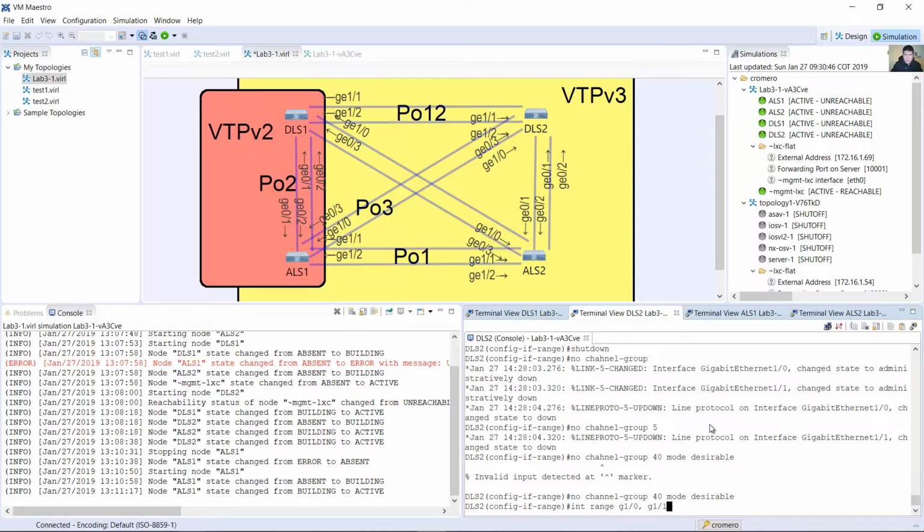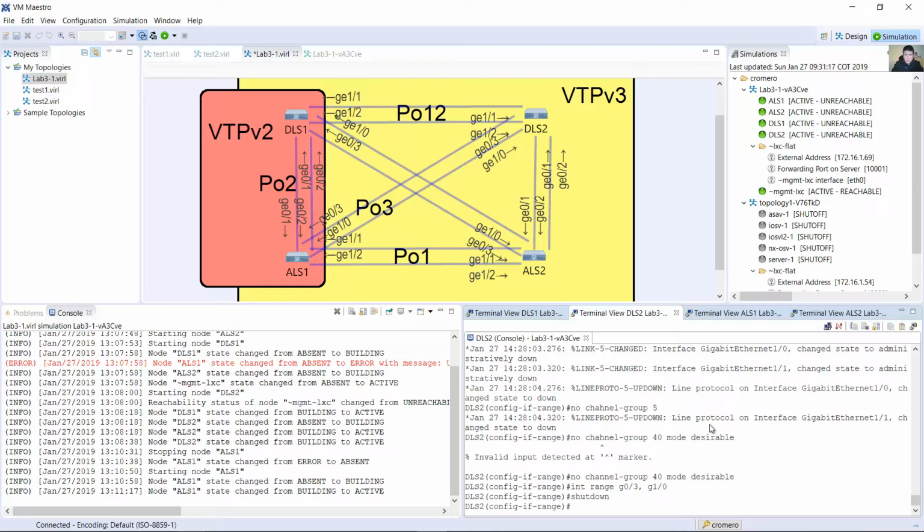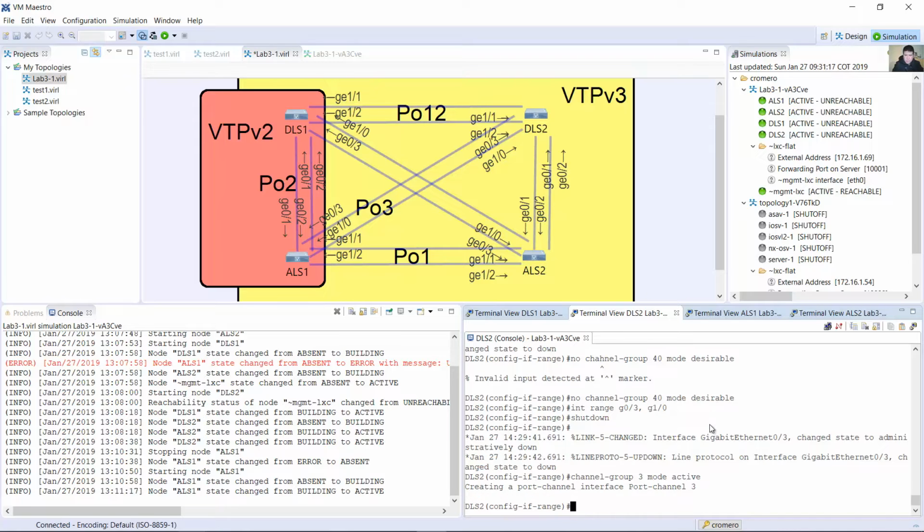Okay, on DLS2, interface range gigabit 03 and 10. Shut down, and channel group 3 mode active for LACP, and no shutdown.